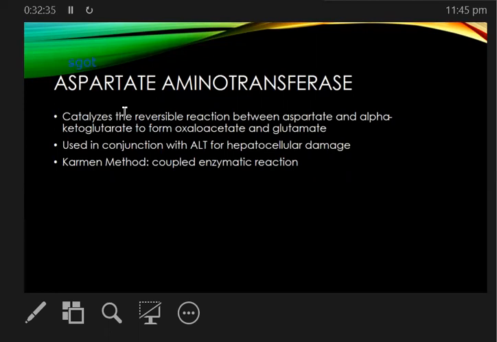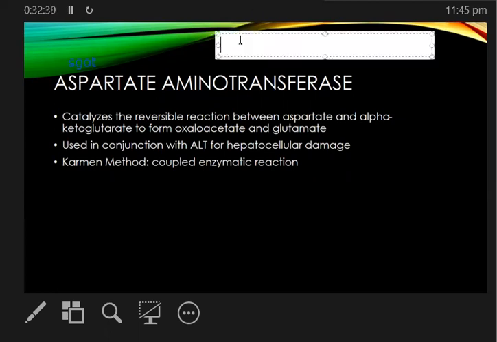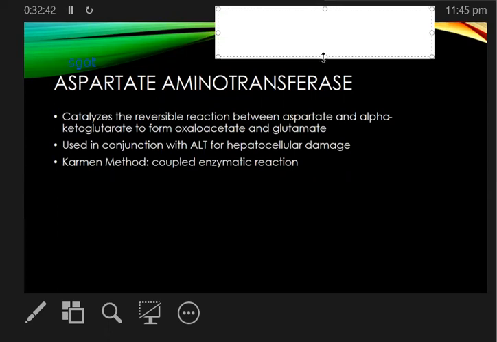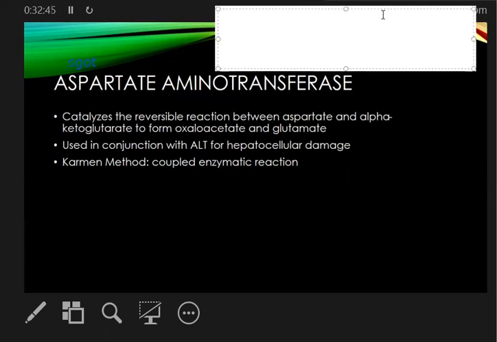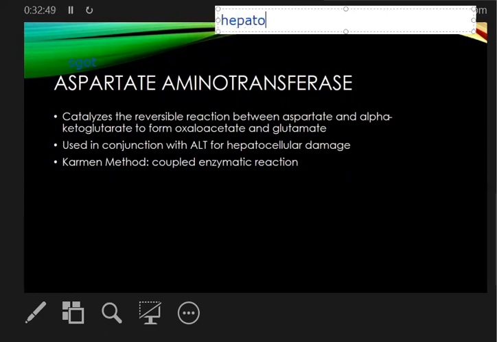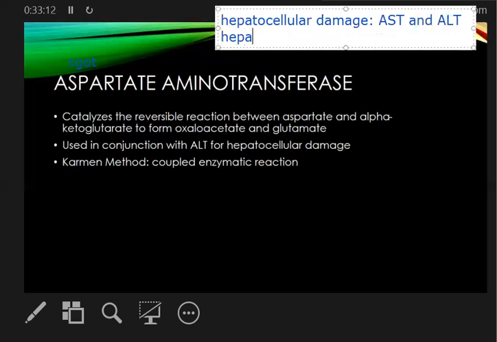I will be teaching you how you're going to interpret your enzymes. Let's make it simple so that you don't necessarily have to remember everything. For our pair of enzymes, especially when evaluating conditions involving your liver: when we say hepatocellular damage, the two enzymes utilized are AST and ALT. However, if we talk about hepatobiliary damage, the two enzymes that we can assay are ALT as well as GGT.